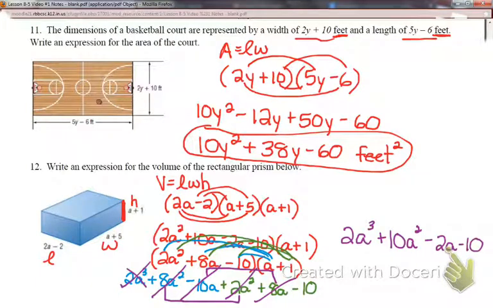Okay. So there is the answer. I knew I would forget my label. This time they didn't tell us a certain measure, so we would just put units. But it's volume, so you put units to the third, units cubed. There, that is the final answer for the volume of that rectangular prism.